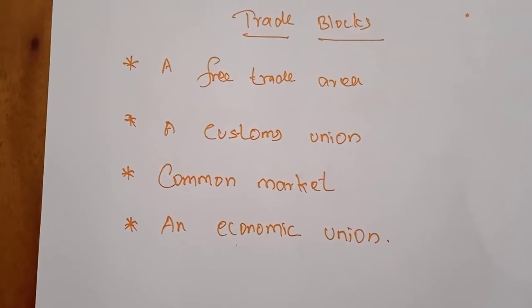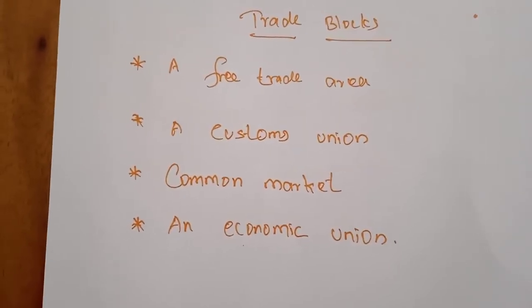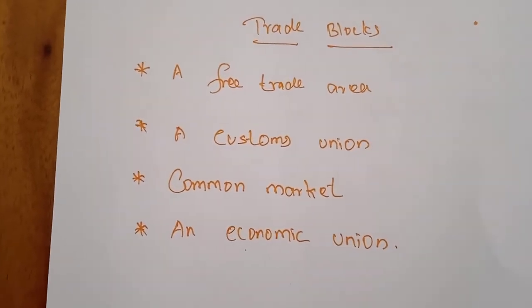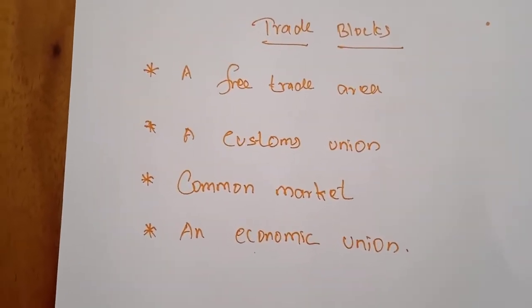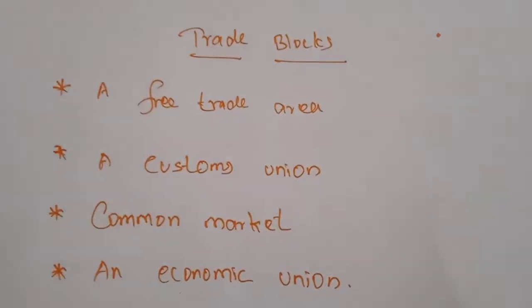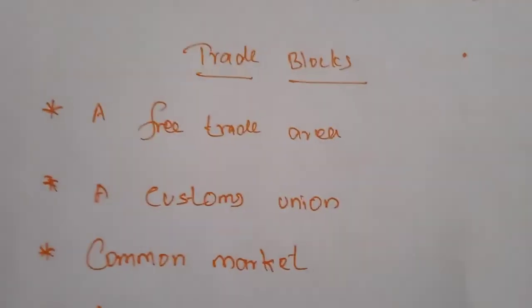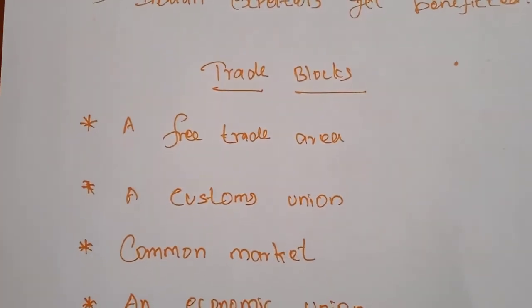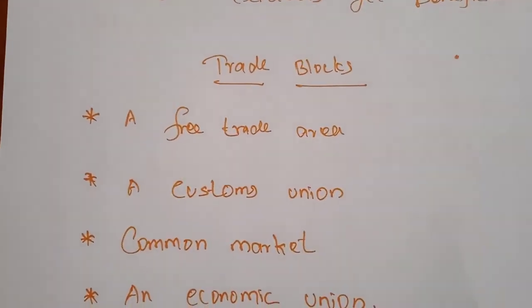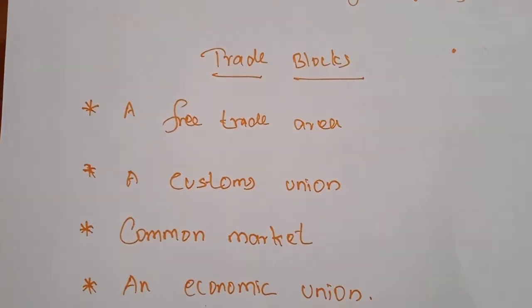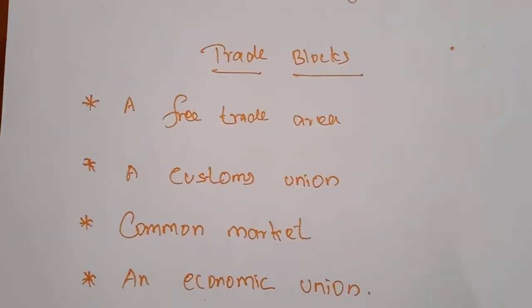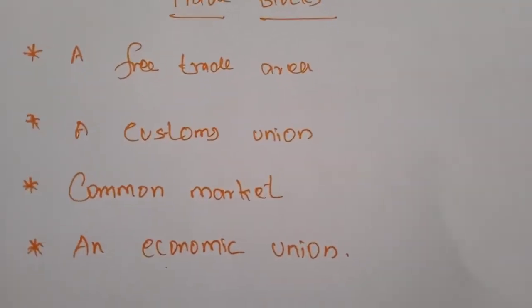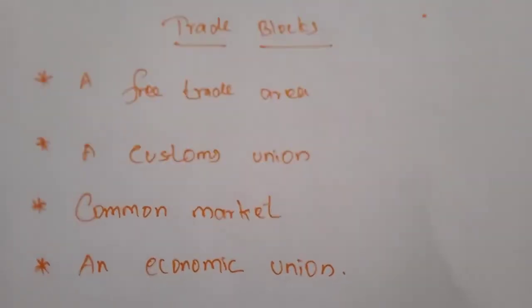The economic integration takes the form of free trade area, customs union, common market, and economic union. First, we will see about the free trade area. A free trade area is the region encompassing a trade bloc whose member countries have signed a free trade agreement. The free trade agreement is also created by the World Trade Organization.